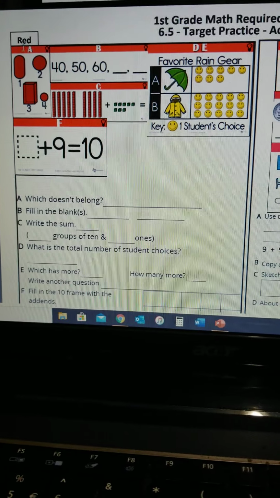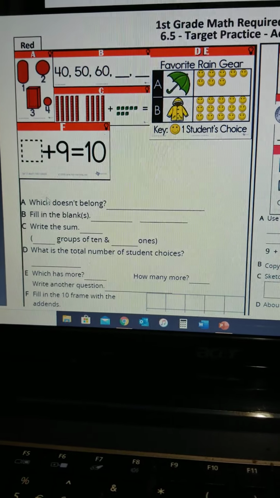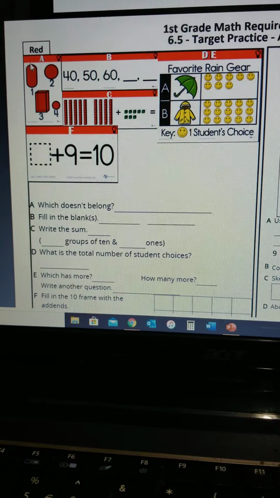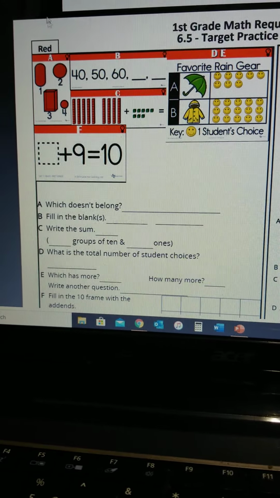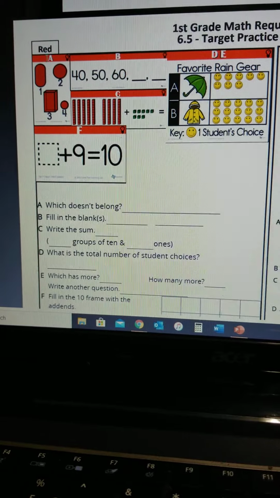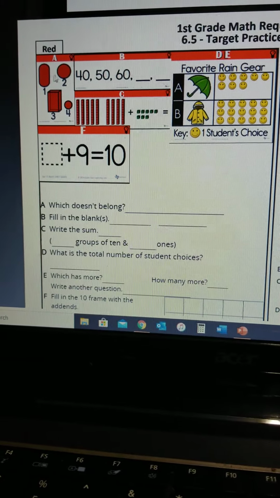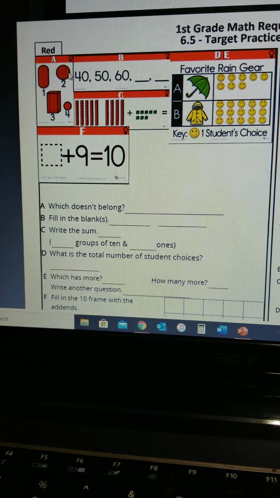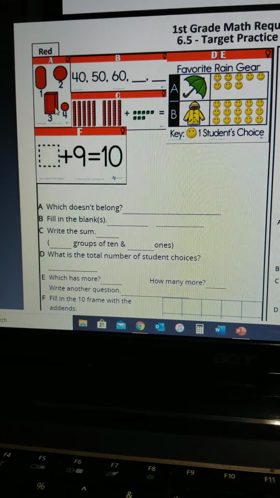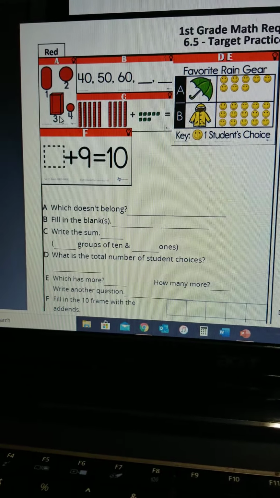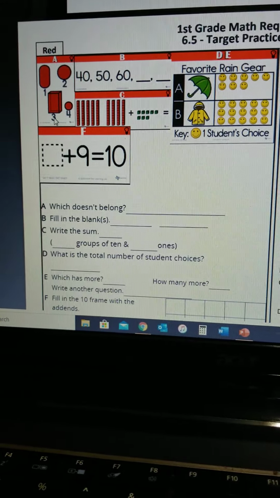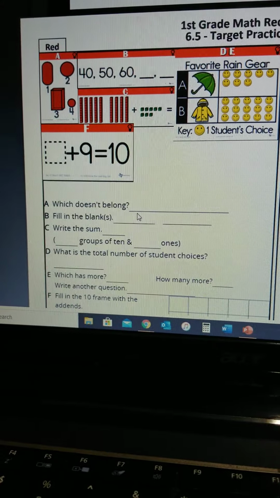Now we're on our red section. Remember to match the questions with the picture. So question A, which doesn't belong, goes with picture A up here. You have 4 shapes. You have an oval, a circle, a smaller circle, and a rectangular prism. One of these is different from the rest of them. Which one is it? That answer goes here on question A.